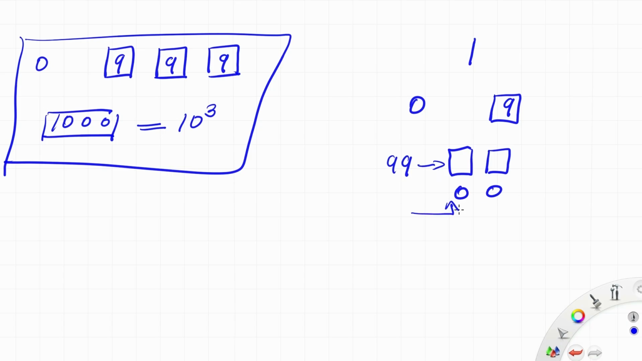So tell me a combination between this and this, which is not in the list of 0 to 100. Does it make any sense? So how many numbers between 00 and 99? 100. 100.